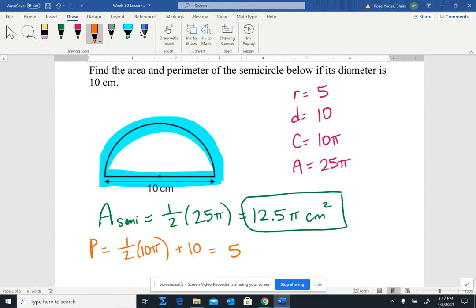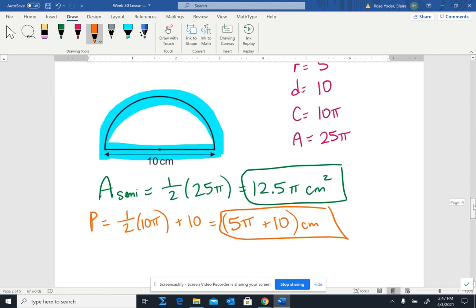So that ends up being 5 pi plus 10. You cannot combine those because one has a pi on it and one doesn't. So the only way you could combine it is if you did 5 pi in the calculator and got the decimal answer. So that would be the perimeter of the shape. So don't forget the extra little segments when you're finding perimeters. It's an easy thing to accidentally forget.